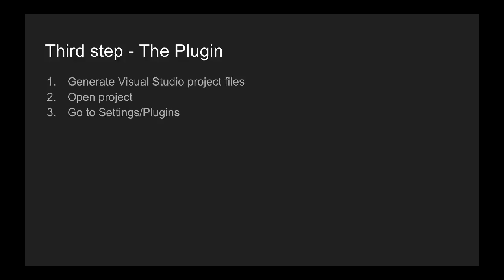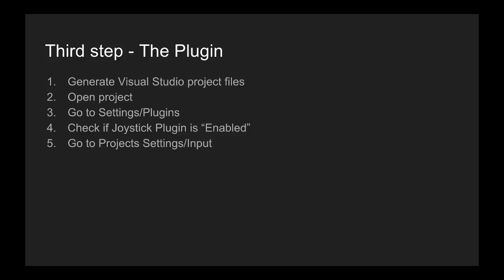Go to the settings panel and plugins menu part. Check if the joystick plugin in the input controller section is enabled. Then to configure the joystick, go to the project settings input and map your actions to the connected joysticks. Only connected joysticks will appear in the list of possibilities for mapping.